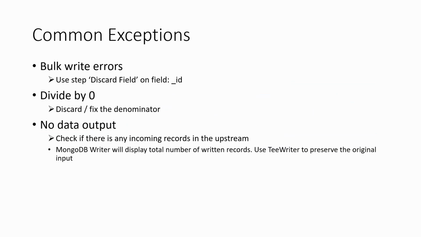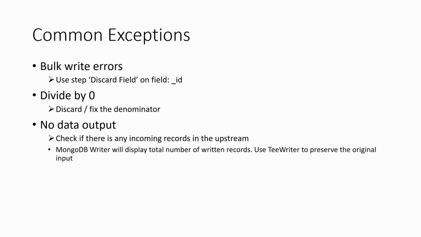So some common exceptions you might meet is, for example, when you're just starting out using the tool, you might have no data output. Now this is just a matter of getting used to remembering the rule that if there's no data from upstream, you will not get any data downstream. Next, if you ever do division, take note that if you divide by 0, you emit an exception.